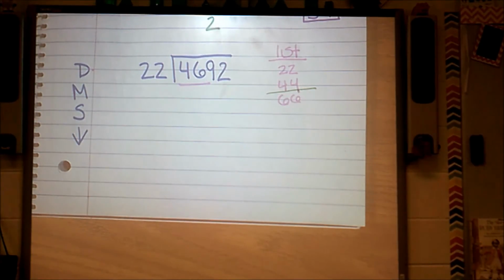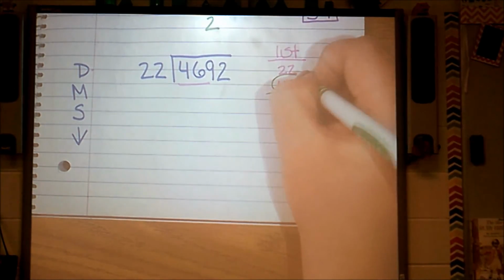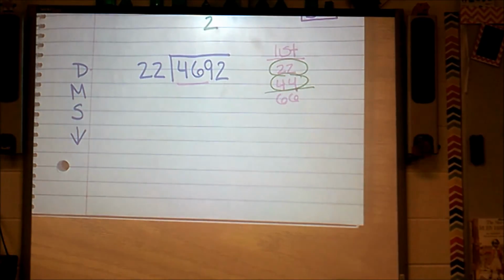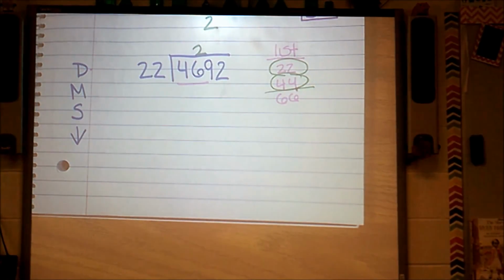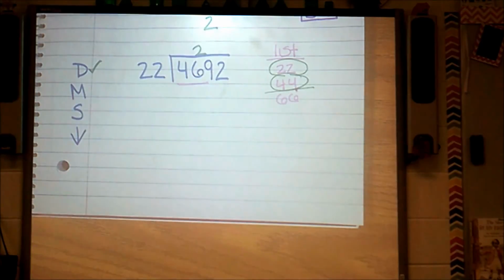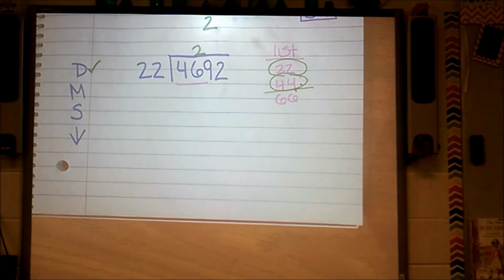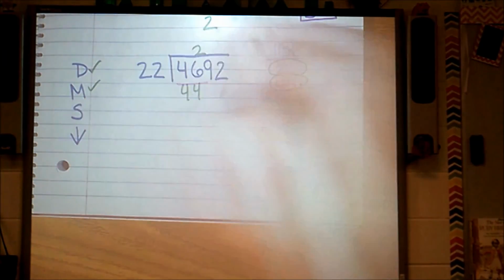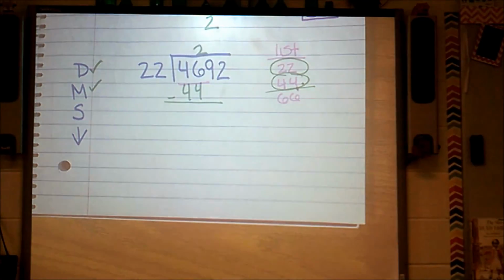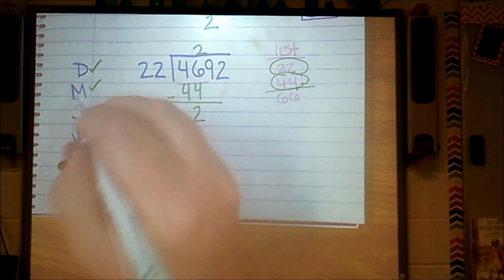So that means I count up the numbers on top of the line. 1, 2. There are 2 numbers, so that means 22 can fit into 46 2 times without going over. Check it off my list. Multiply. 22 times 2, which is right here, right above my line, 44. Subtract: 46 minus 44 is 2.